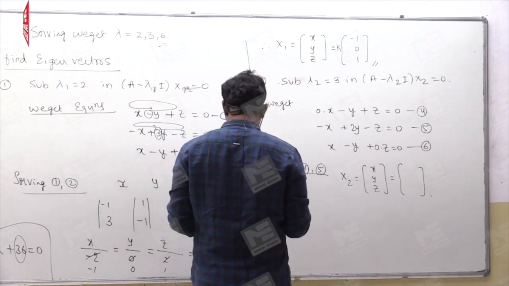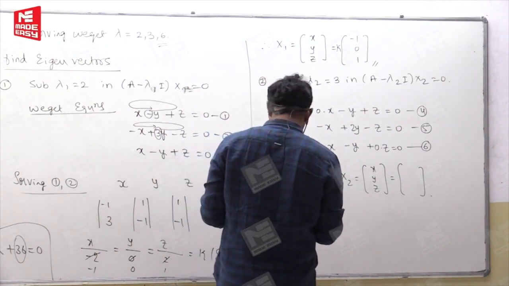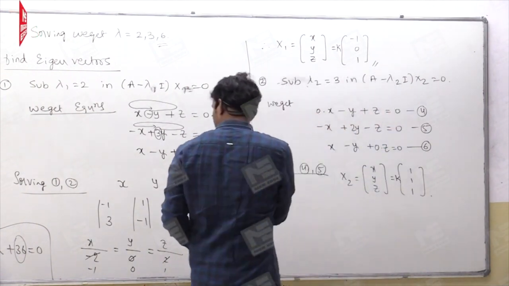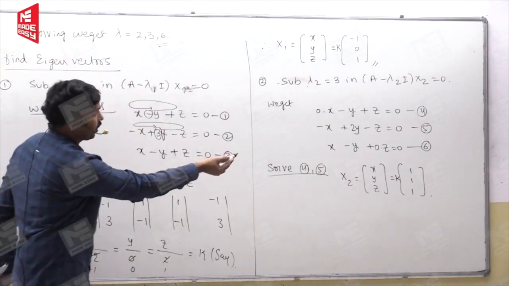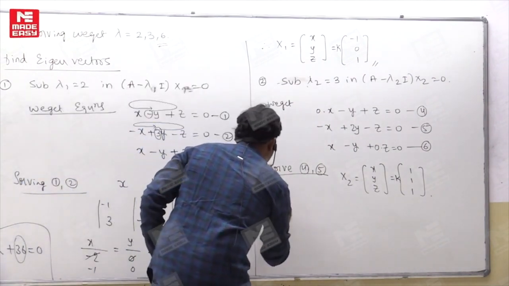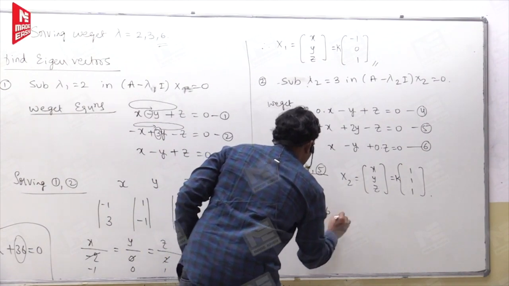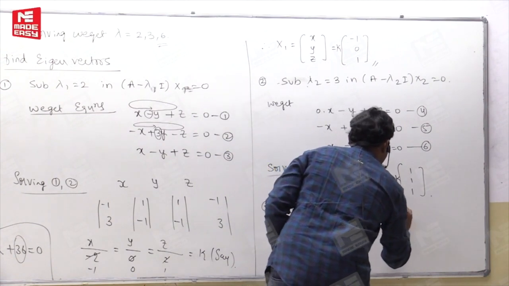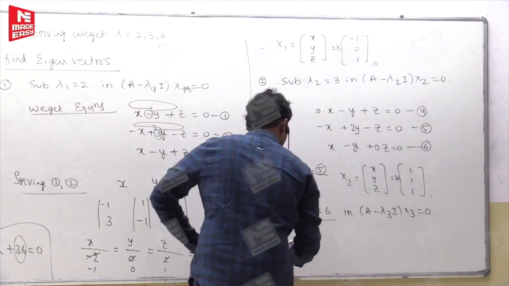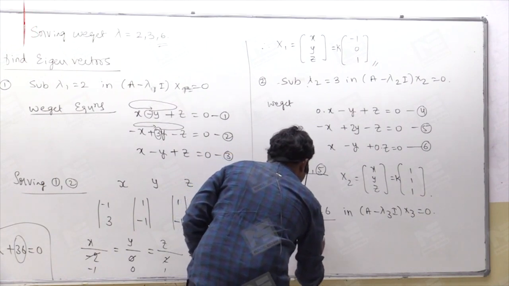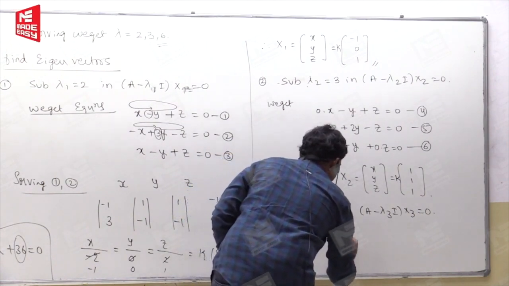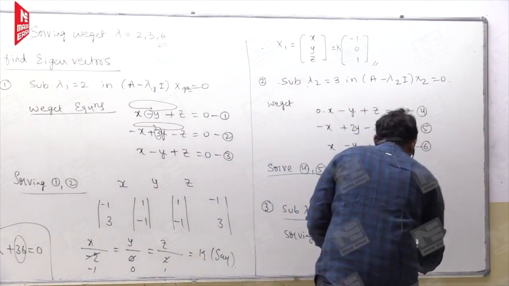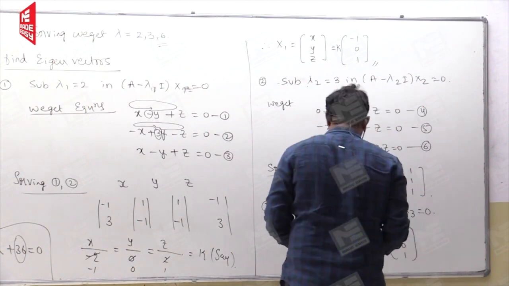Now for 3, what we are getting here exactly is k into 1, 1, 1. The same procedure we apply here also, then we'll get it. Now the third one: substitute lambda 3 is equal to 6 in A minus lambda 3 I into x3 is equal to 0. And solving the equations, we get x3 is equal to k into, here we get, minus 1, 0, 1.